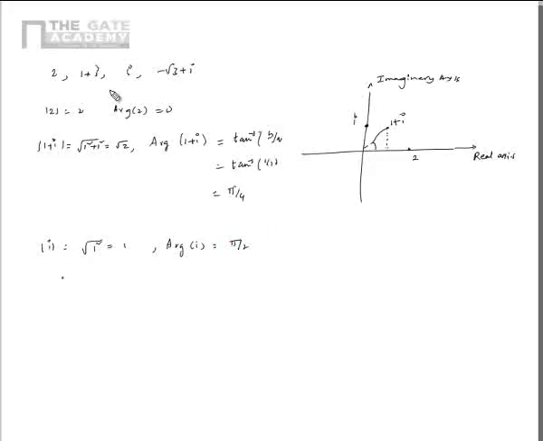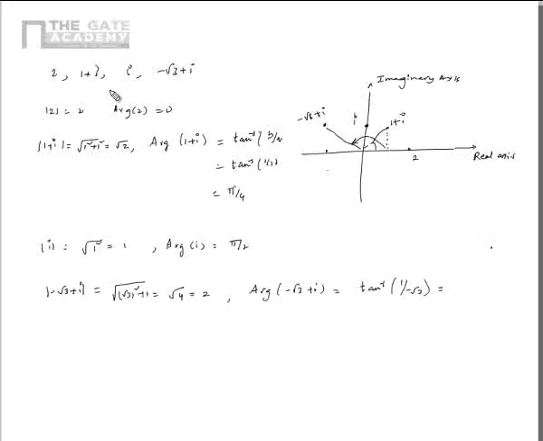Similarly, for minus root 3 plus i, the modulus will be root of root 3 whole squared plus 1, so root 4, which is 2. So this is the modulus. Now the argument of minus root 3 plus i will be basically tan inverse of b by a, that is 1 by minus root 3. You can recall that minus root 3 is somewhere here and 1 is here, so the number is somewhere here. This represents minus root 3 plus i, and the angle is this angle.